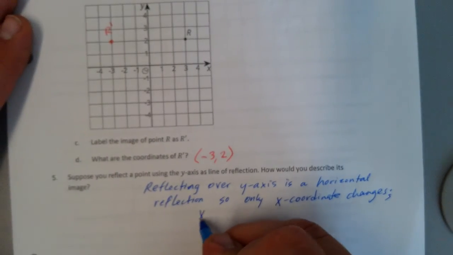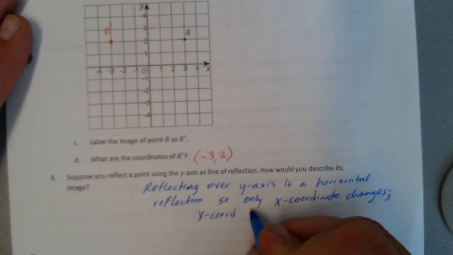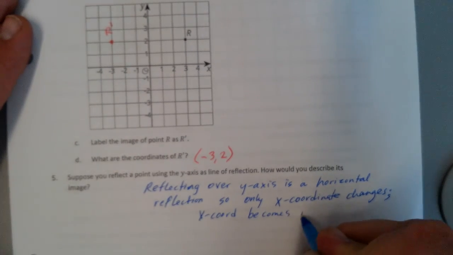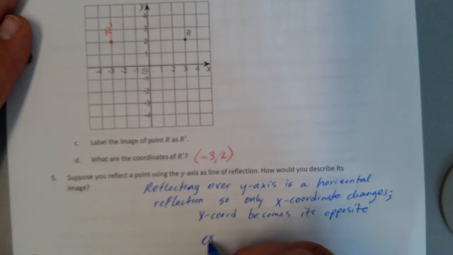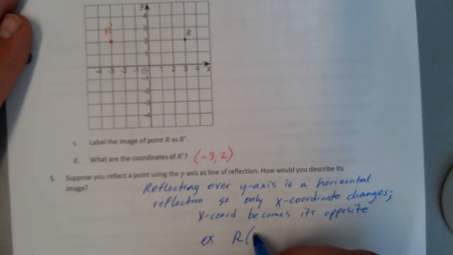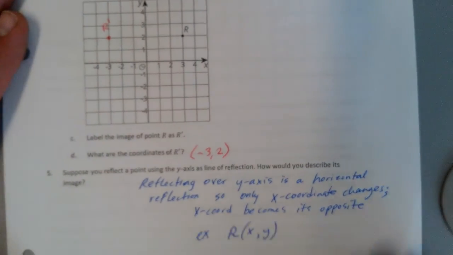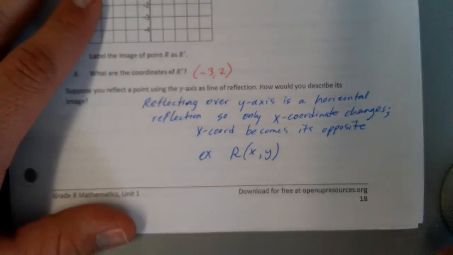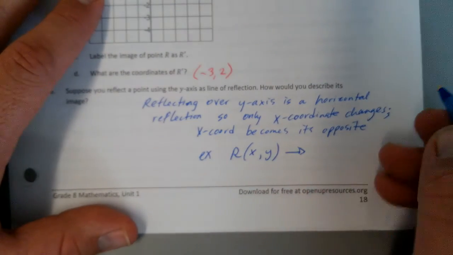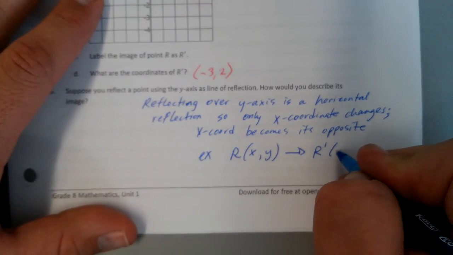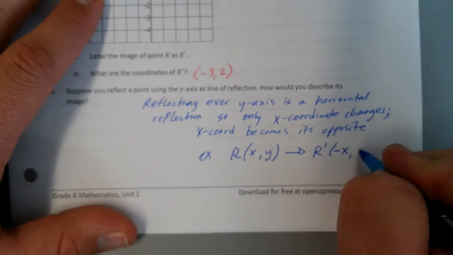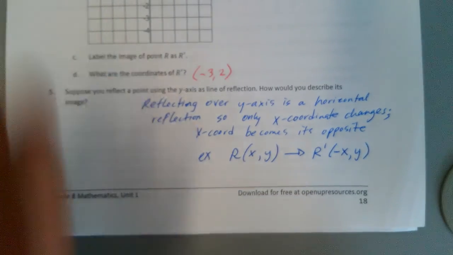The x coordinate becomes its opposite. Our example is going to be this. If we're looking at a point, in this case R, and we start out at the location of X, Y, and we reflect across the y-axis, we will see R prime taking on its opposite location on the x-axis, but maintaining its same position on the y-axis.